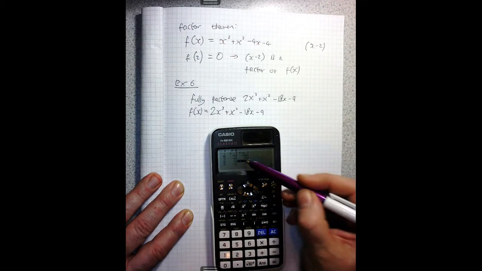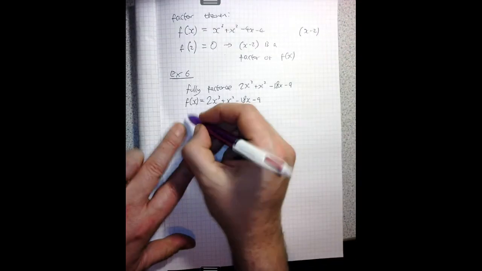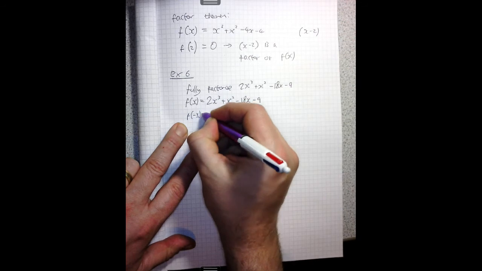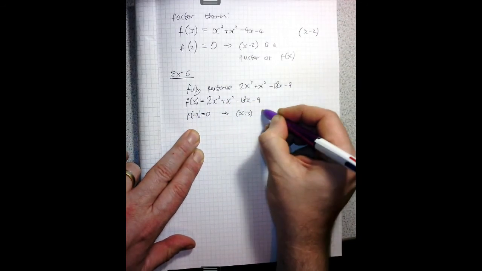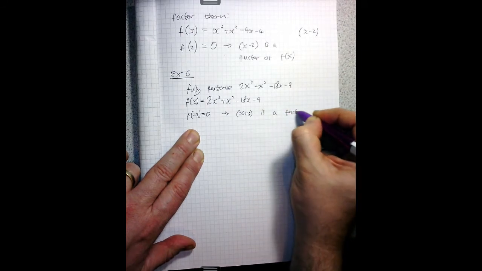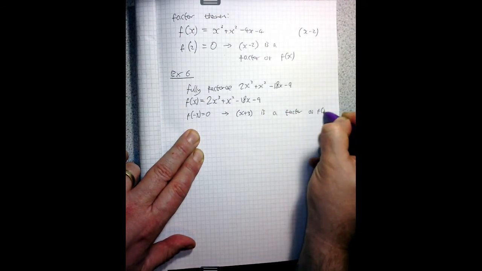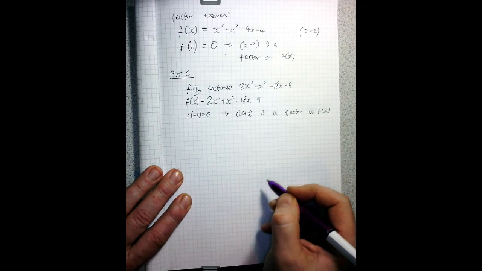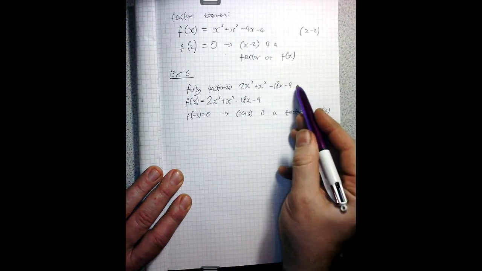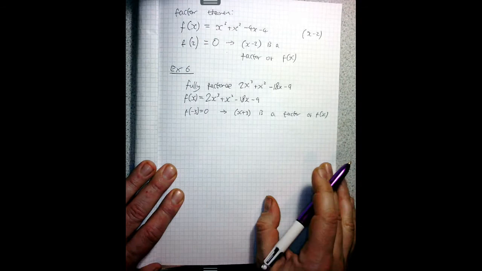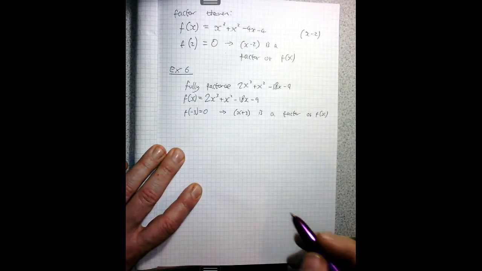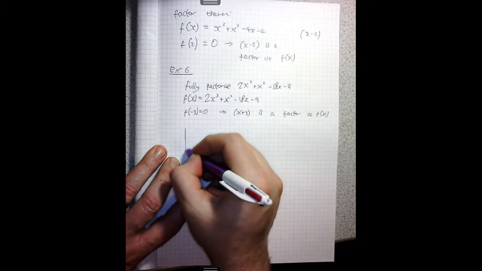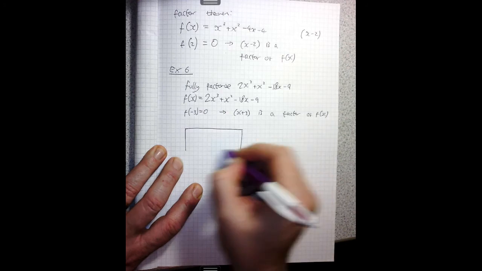And there's one, minus 3. So I can say that f of minus 3 equals 0, therefore x plus 3 is a factor. And now I know one factor, if I divide my cubic by my linear, I'm going to get the quadratic factor, and I can factorise quadratics because we've been doing that since probably year 9 or year 8. So I'm going to use the box method again because I like it.